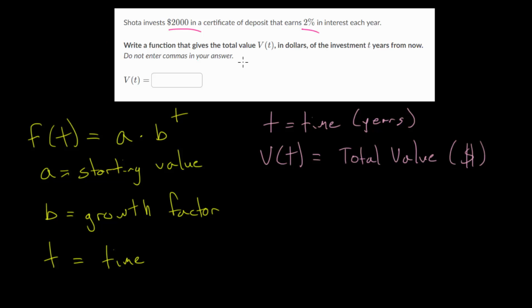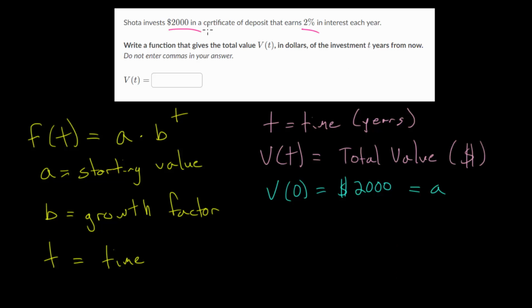From here, we just need to figure out our starting amount, which is $2,000. So when time is equal to 0, if we plug t equals 0 into our function, we will have $2,000. And comparing it to our general formula, this is essentially our a value.